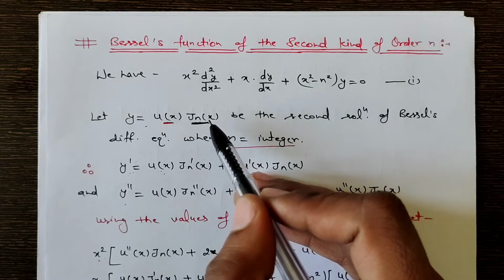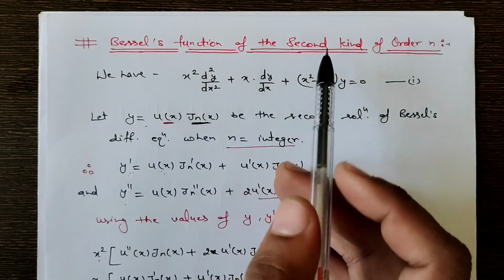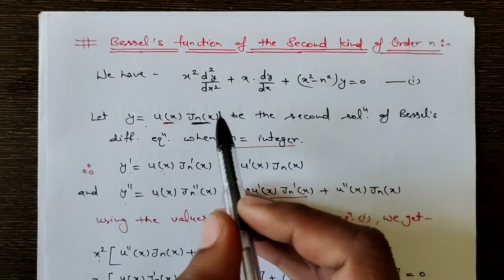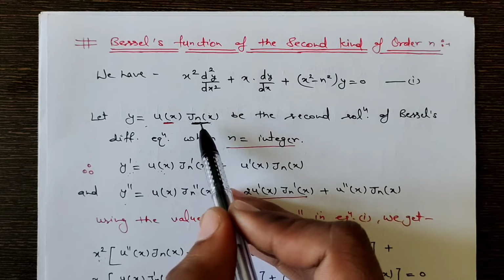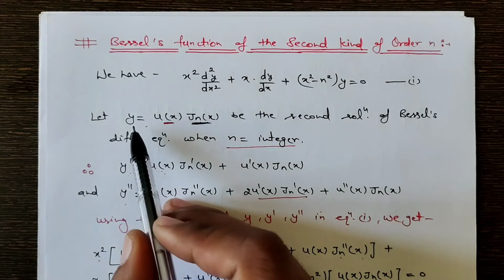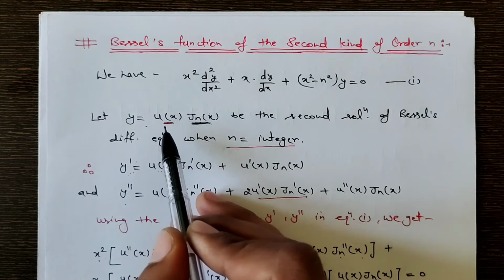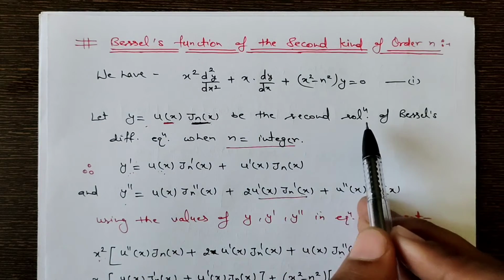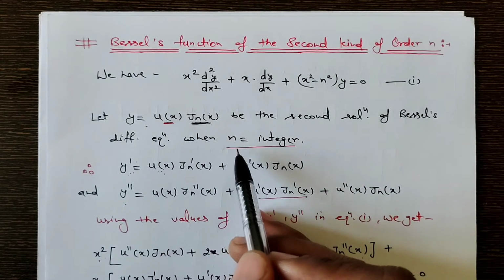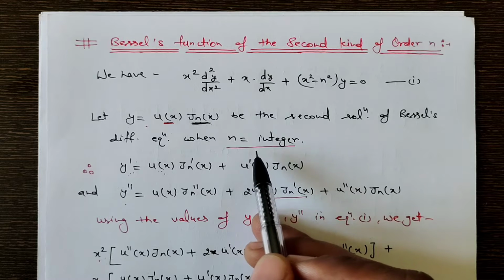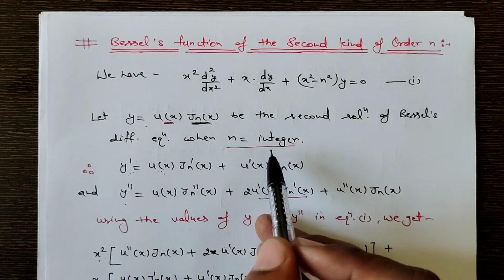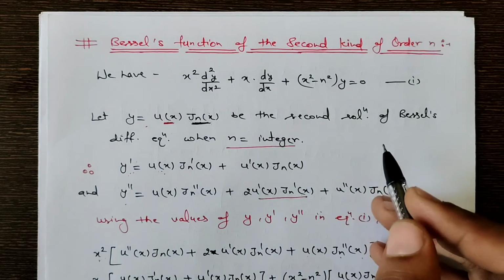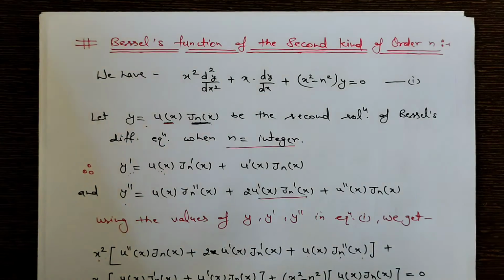Now we would like to find the expression for the second linear independent solution of this differential equation. Obviously we are going to use the earlier known solution, Jn(x), and we use the relation y = u(x) Jn(x). That will be considered the second solution of the Bessel differential equation corresponding to the case when n is an integer. We had already discussed the case when n is a half integer; in that case Jn(x) and J−n(x) will be the complete solution.